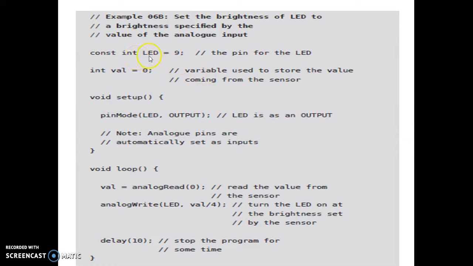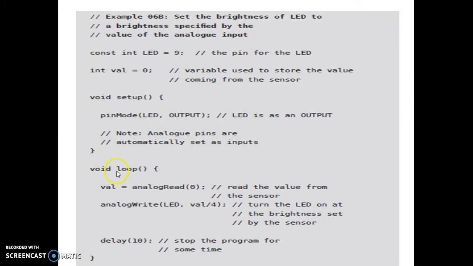You can see the LED is connected to pin number 9, and val is initialized to 0. Only one pin is used as an output pin, which is the LED. The other pin is an input pin, which is an analog input, so that need not be specified here. So pinMode is used only to specify the digital output.